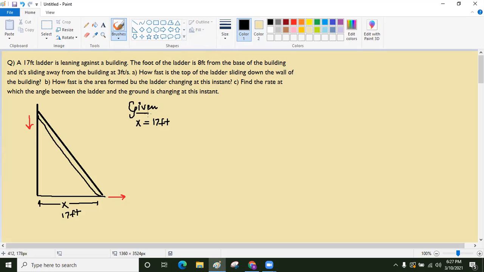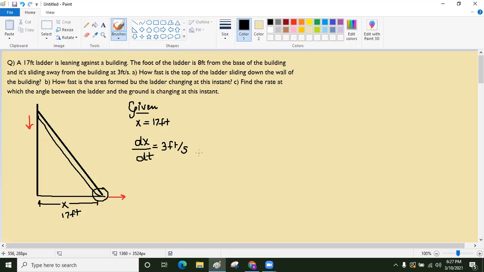So first and foremost, let's digest what it's told us. It says that the foot of the ladder is 8 feet from the base of the building. We know that. And it's saying that the foot, which is this particular portion here, is sliding away from the building at 3 feet per second. That is, in fact, a rate of change. So we can say that the change of x with respect to time, dx/dt, is in fact going to be 3 feet per second. So this is a rate of change.